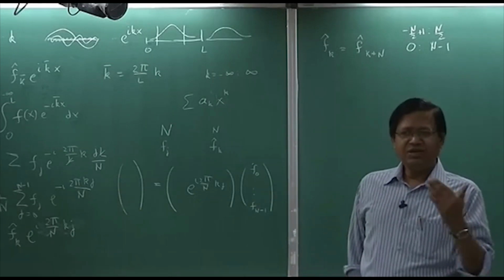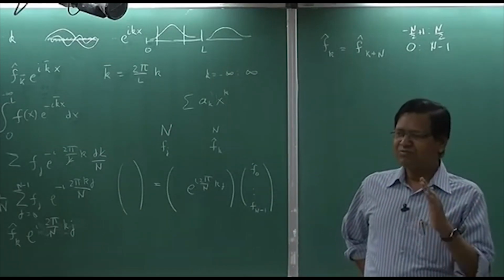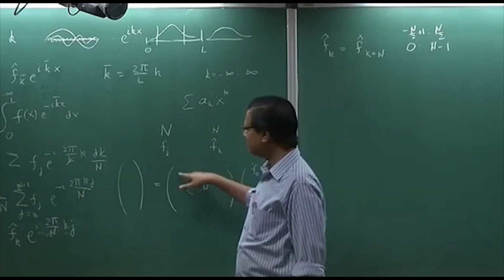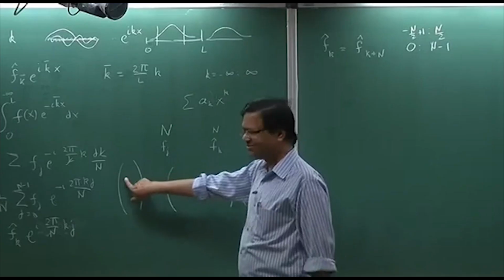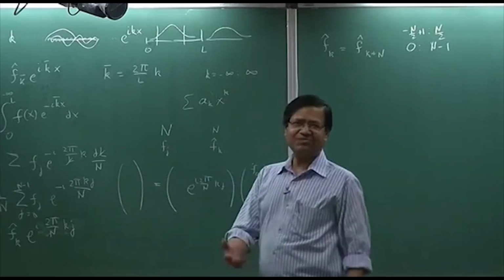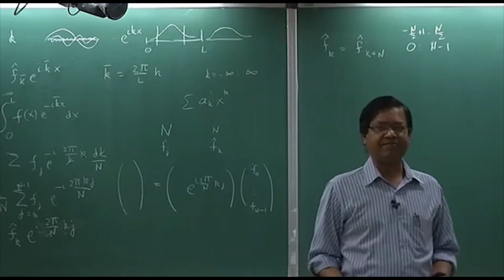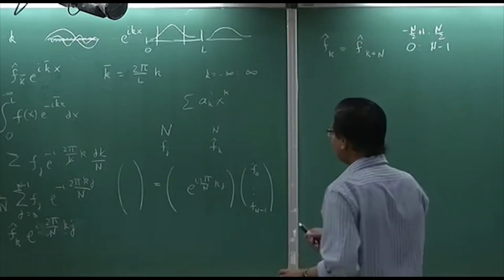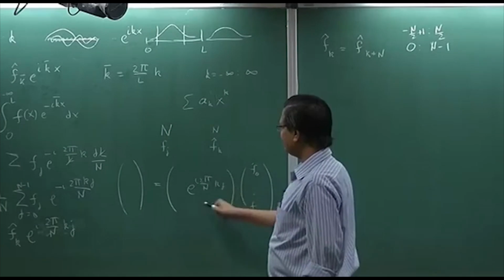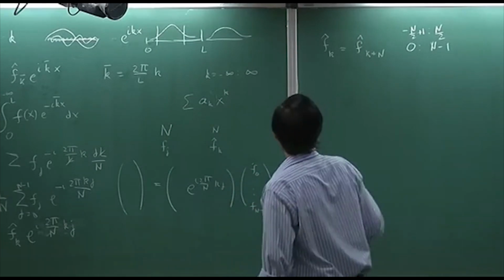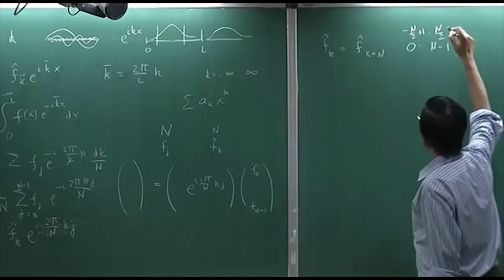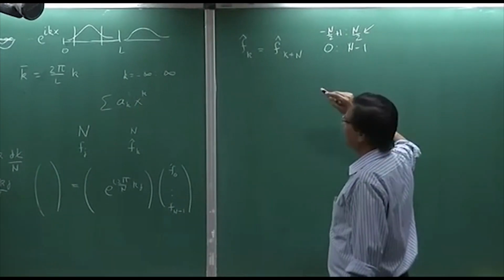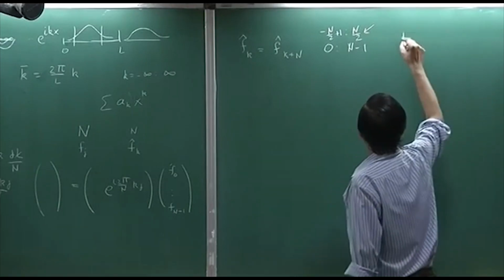So, I want a unique transformation from f_j to f hat k and vice versa, and that is possible only if this has n variables and this has n variables. That is a property of linear equations. Of course, I want the determinant to be non-zero. So, this is all guaranteed because this determinant is non-zero.